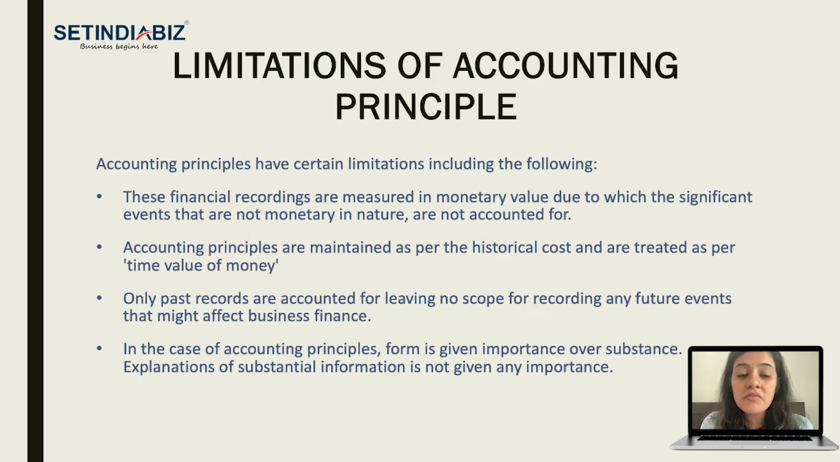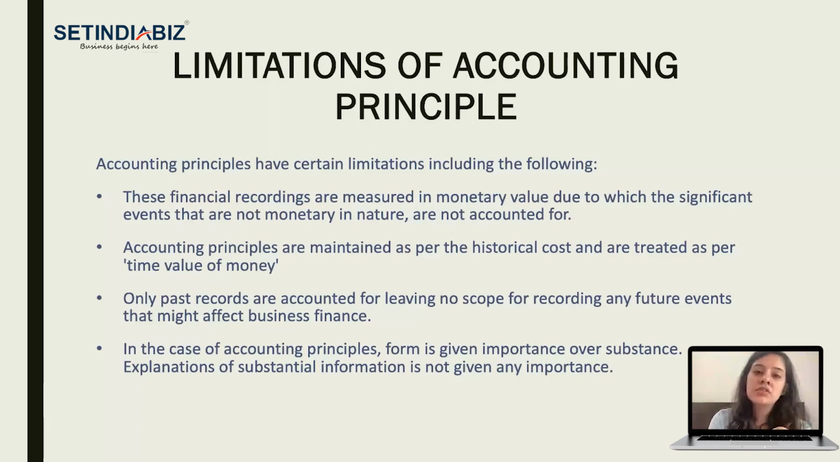Second, accounting principles are maintained as per the historical cost and are not treated as per the time value of money. Now, what do we mean by historical cost? We already discussed that historical cost is the cost associated with the year of purchase. If I purchased something in 2000, maybe some furniture, maybe some machinery, historical cost is the cost of that year. So that needs to be upgraded, right? There are many changes. There is inflation. There are upgradations in the machinery. So taking historical cost as the basis is not valid, right?